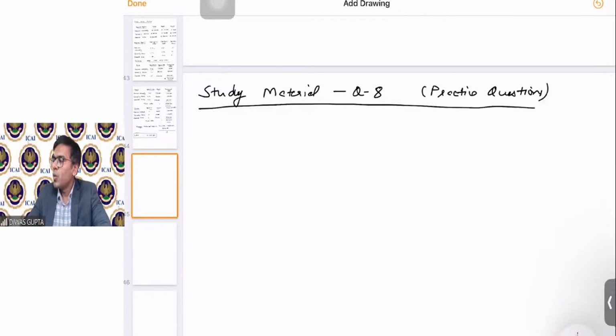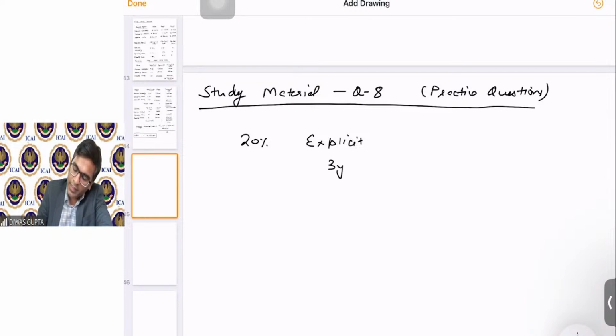Okay. So we have been given some of the information in respect of WXY Limited, and they are saying that it is expected to grow 20% for the next 3 years, and after which the growth will become 8%. Okay. And that 8% growth will become in perpetuity. So 20% growth for explicit period, which is 3 years, and 8% for perpetual growth.